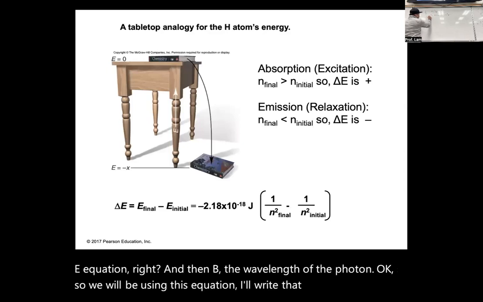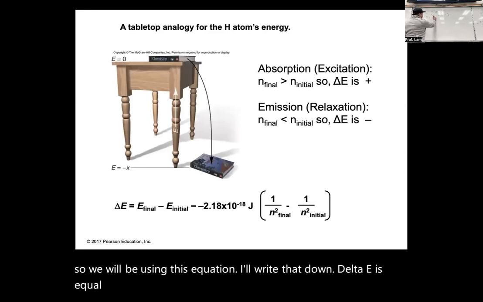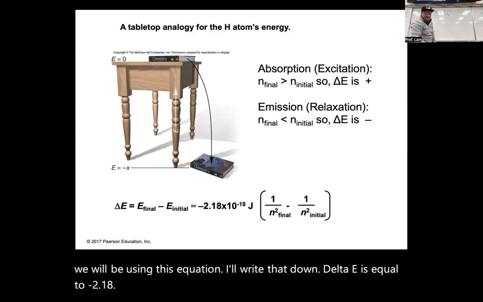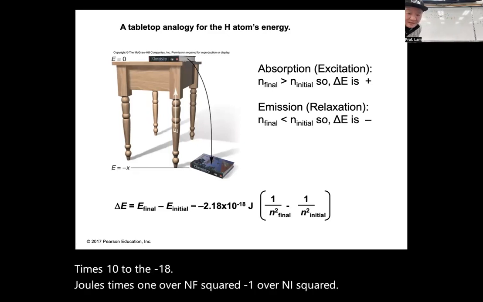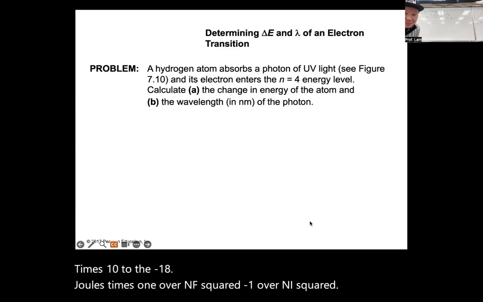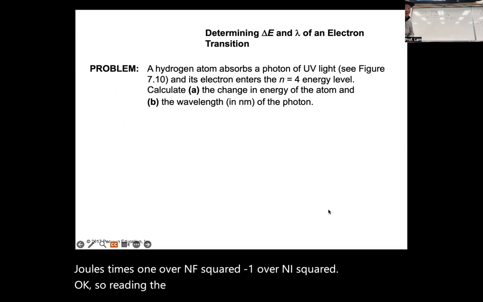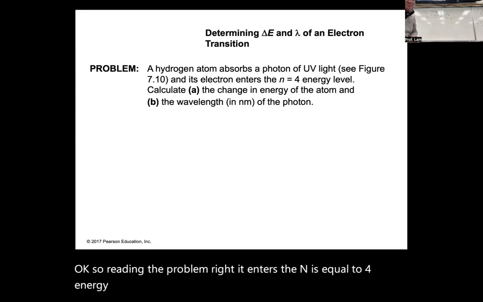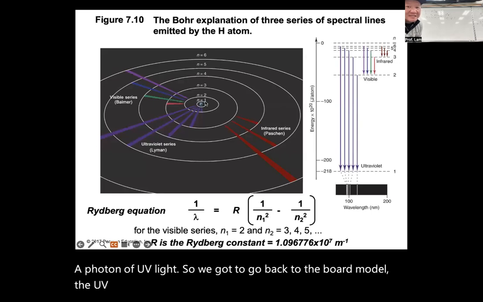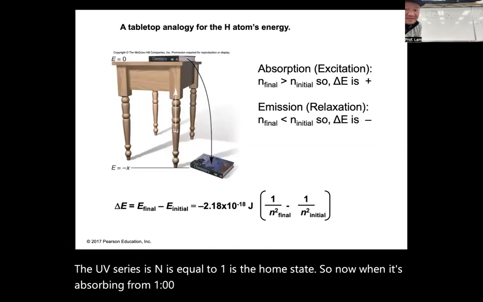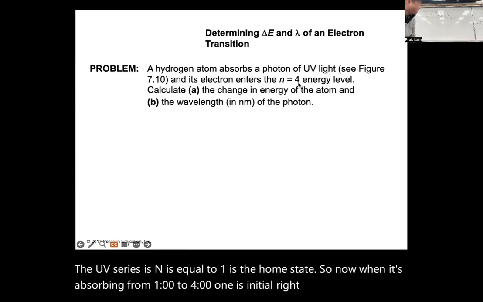I'll write that down. Delta E is equal to minus 2.18 times 10 to the minus 18 joules times 1 over nf squared minus 1 over ni squared. Okay, so reading the problem, it enters the n is equal to 4 energy level, and it absorbs a photon of UV light. So we've got to go back to the Bohr model. The UV series is n is equal to 1 as the home state. So now when it's absorbing from 1 to 4, 1 is initial and 4 is final.